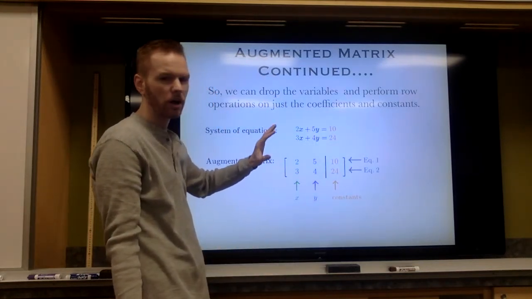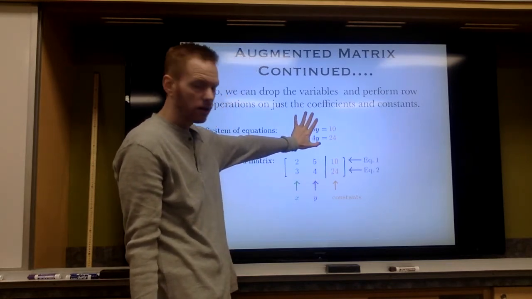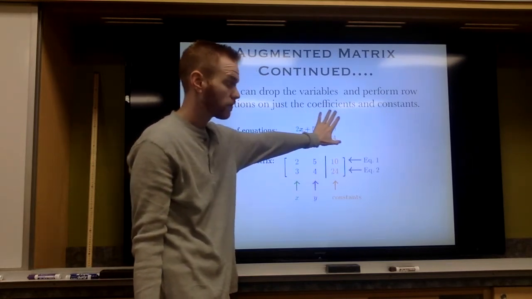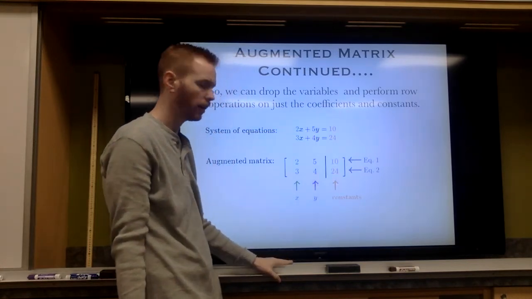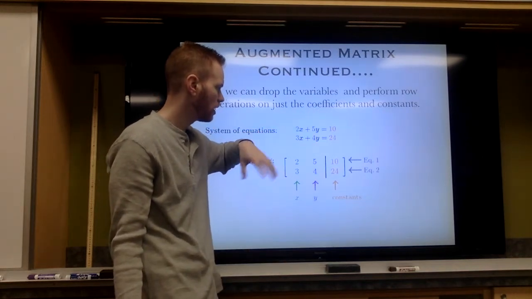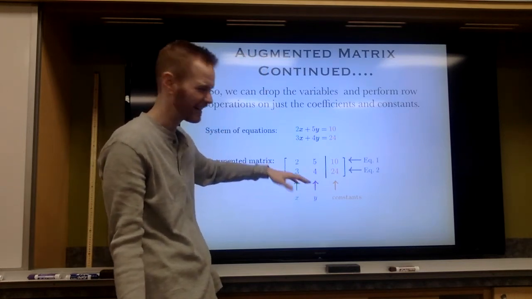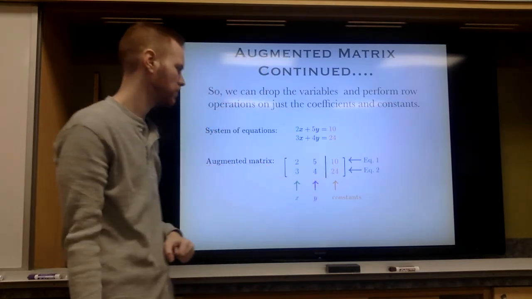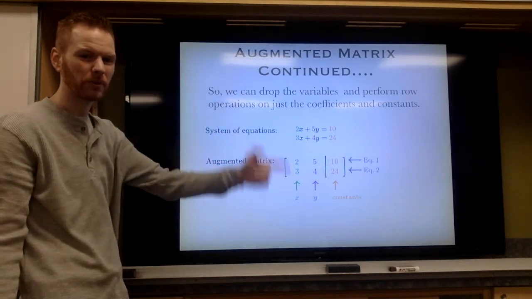So the reason why we call it augmented is this part right here. This vertical line separates the coefficients from the constants. So on this side, we put the constants here. Okay? So do you see just how we literally just took the numbers, x's and y's, goodbye. We're leaving them behind. We're not going to use them right now. We're just going to focus on the numbers. And then we're going to use this guy to solve for x and y.